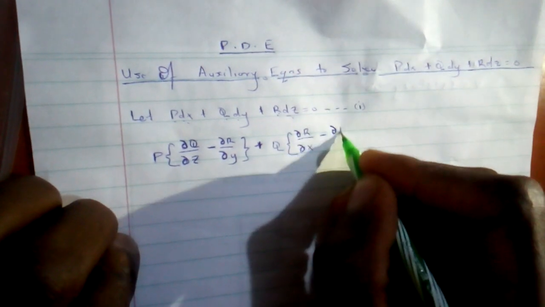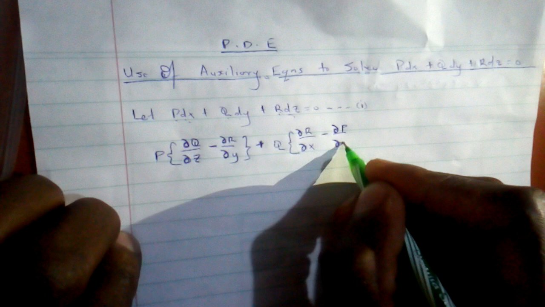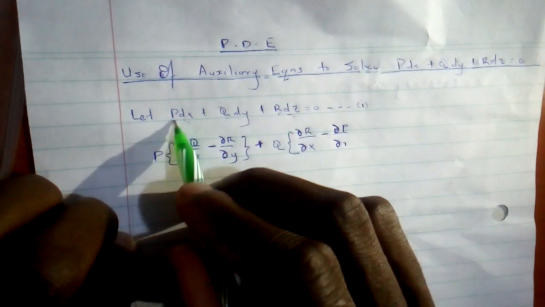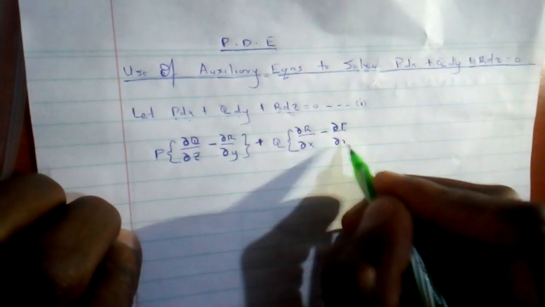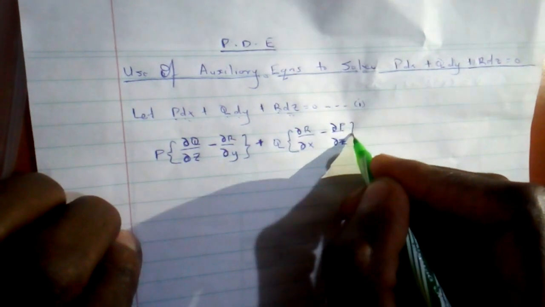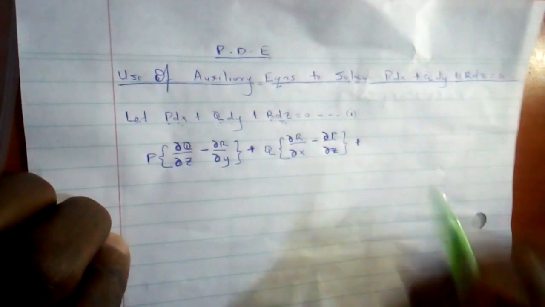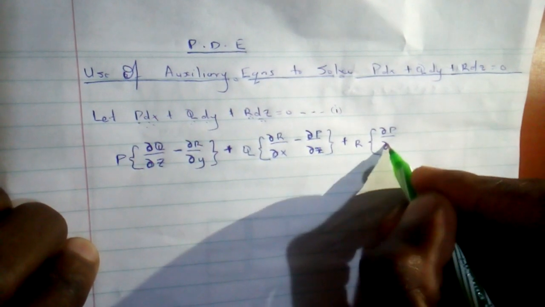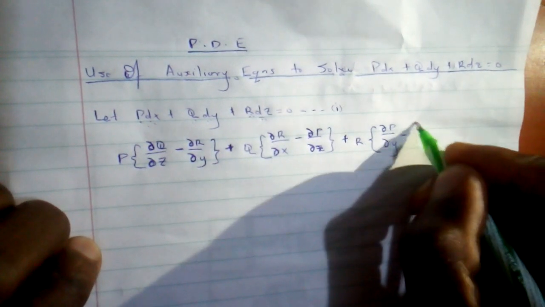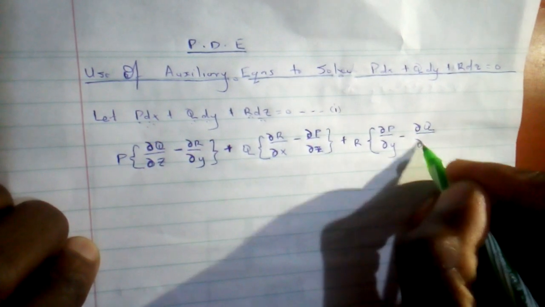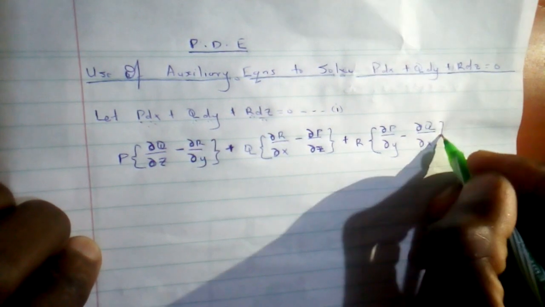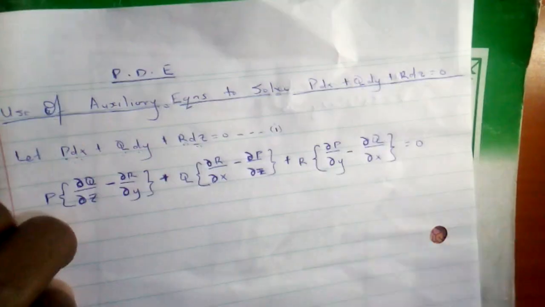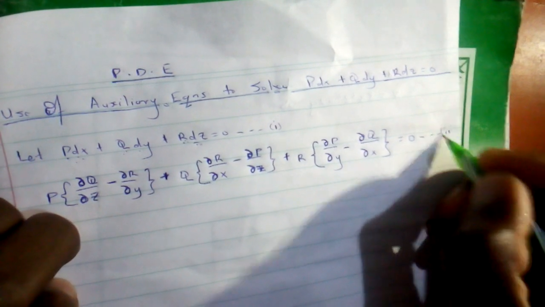plus we hold R, and multiply by the partial derivative of P with respect to Y, minus the partial derivative of Q with respect to X, and this should give us 0. Let us make this our equation 2.